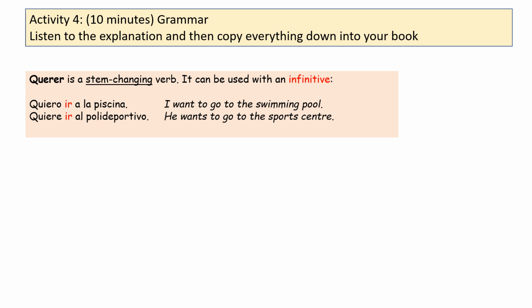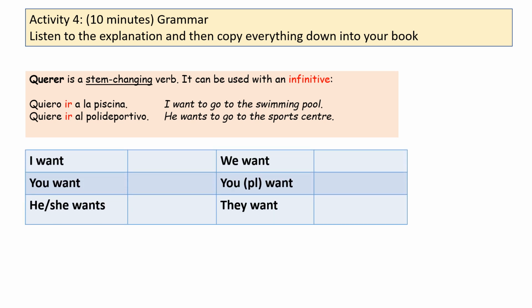So for example, if you look at the two sentences beneath, quiero ir a la piscina. I want to go to the swimming pool. Similarly, of course, if someone else is wanting to go somewhere, then the verb needs to change. So, quiere ir al polideportivo. He wants to go to the sports centre. So let's have a look at the conjugations.